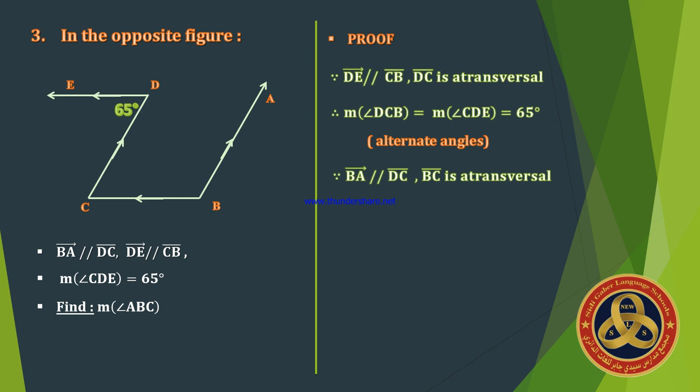And I have here ray BA parallel to line segment DC and BC is a transversal, therefore for the measure of angle ABC, I will subtract the measure of angle DCB from 180. Then the measure of angle ABC equals 180 minus 65, which equals 115 degrees, and they are interior supplementary angles.